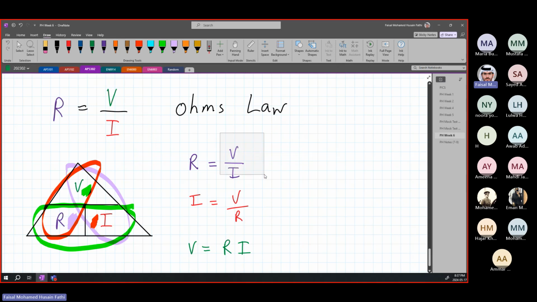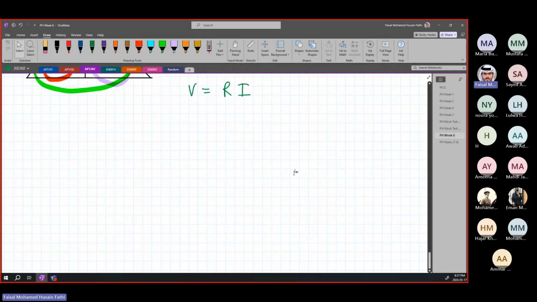So for example, let's say voltage and current were given. You know you need to find resistance. You know you'll have to use the first equation. If voltage and resistance were given, you need to find current. And if resistance and current are given, you need to find voltage. We're going to do a few problems about this as well. But before that, I want to explain one last concept.